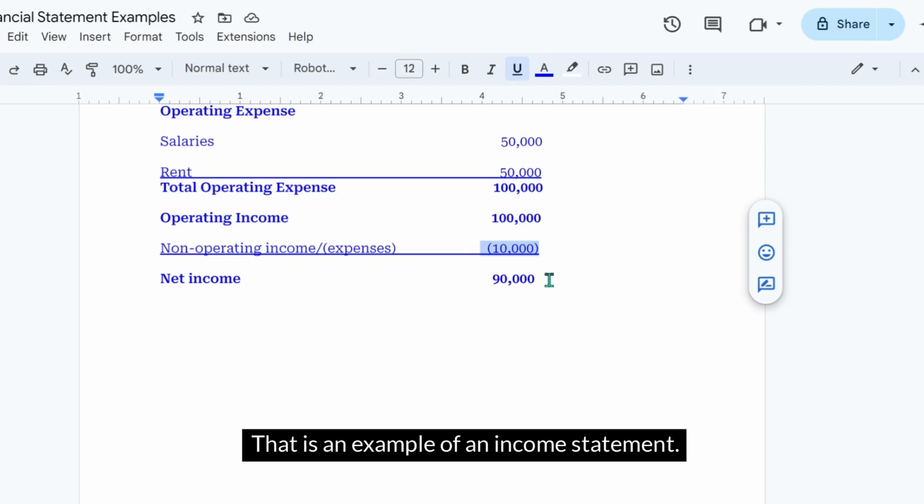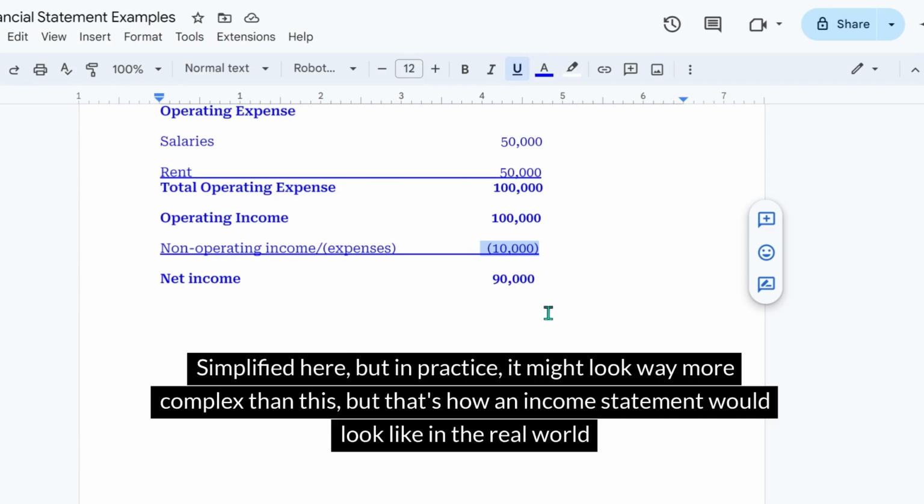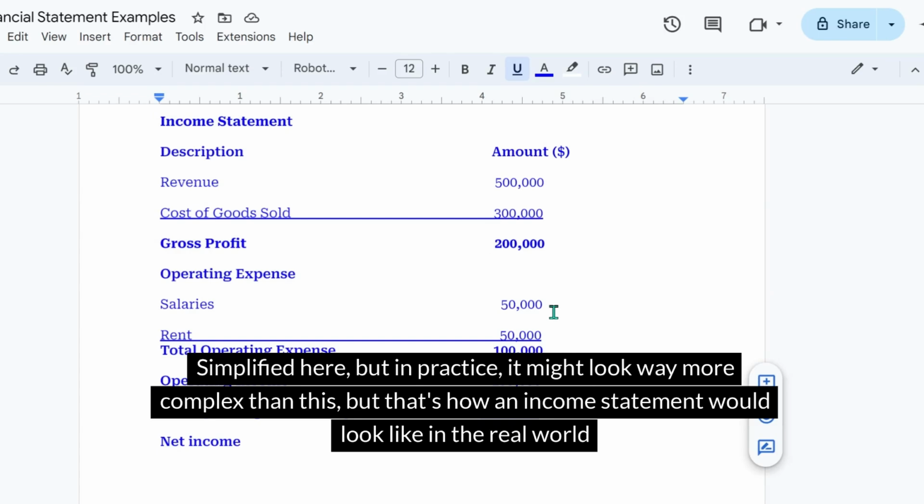That is an example of an income statement. Simplified here, but in practice, it might look way more complex than this, but that's how an income statement would look like in the real world.